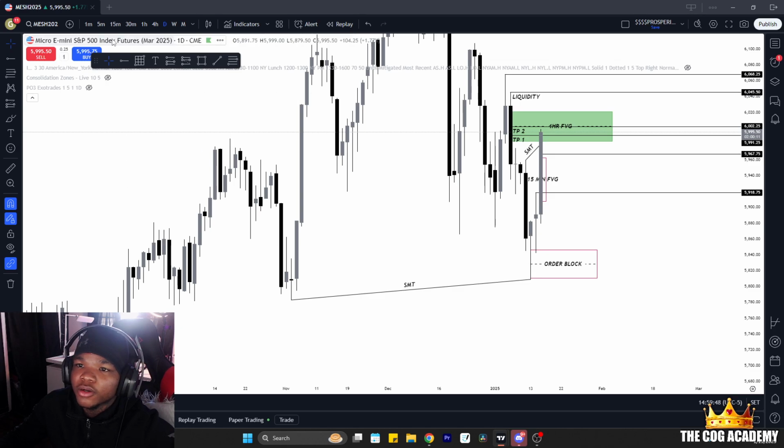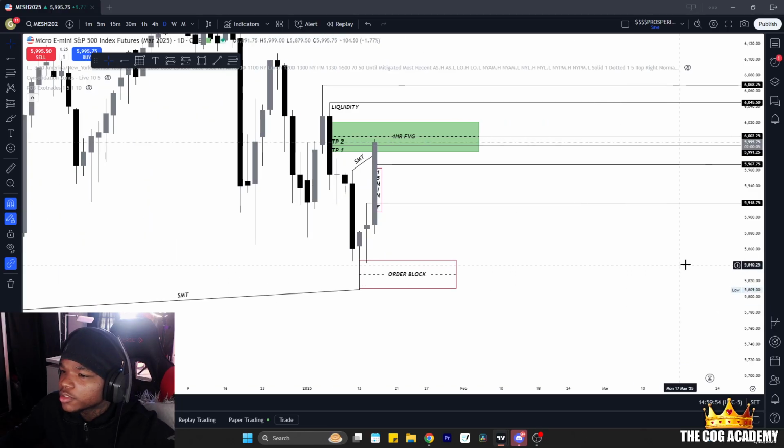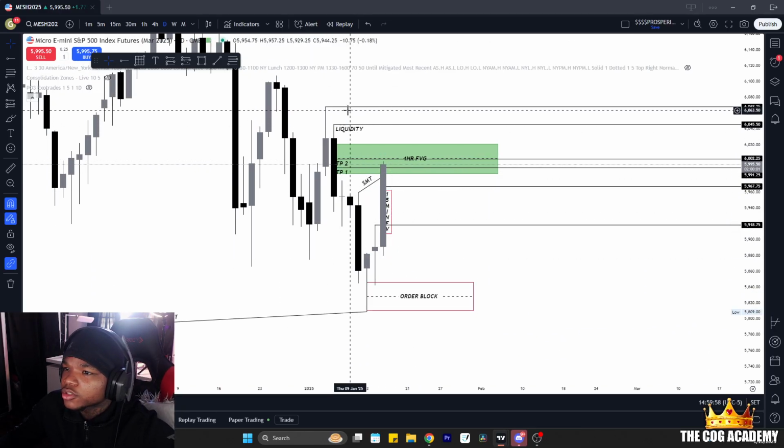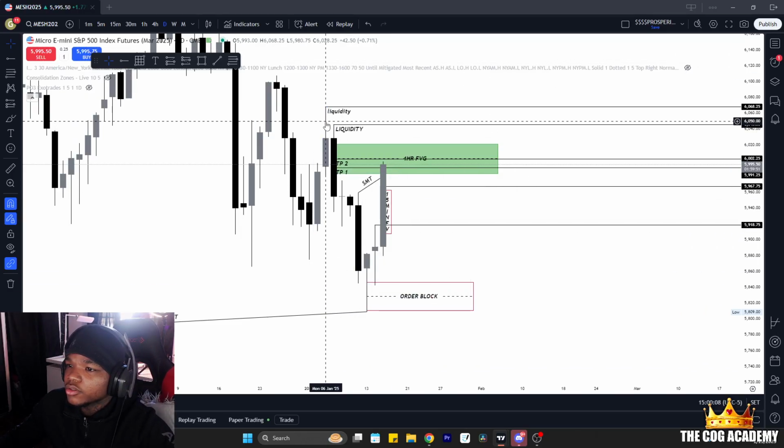I opened up the micro S&P and then Nasdaq because I always want to make sure where my S&T divergence is. So I go to mark off my highs and my lows. Marked off this liquidity up here. You know what I'm saying?